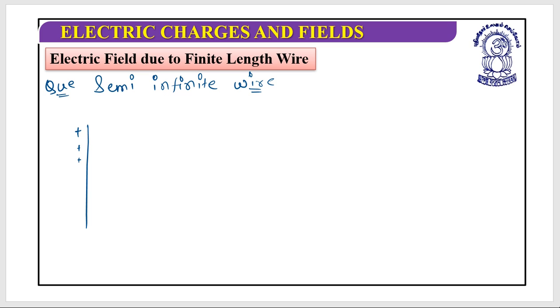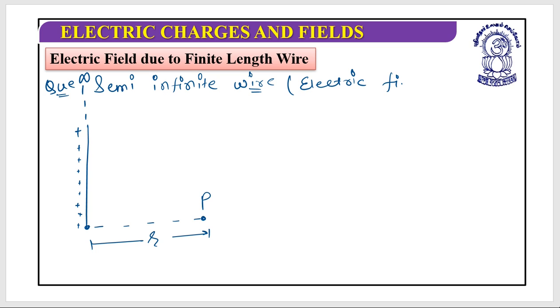Let's say this is a wire. It has been terminated at this point, but it is extended to infinity on the upper edge. And you need to find your electric field at this point P, at this distance. For a semi-infinite wire, you need to find out the electric field at point P. What should be done?